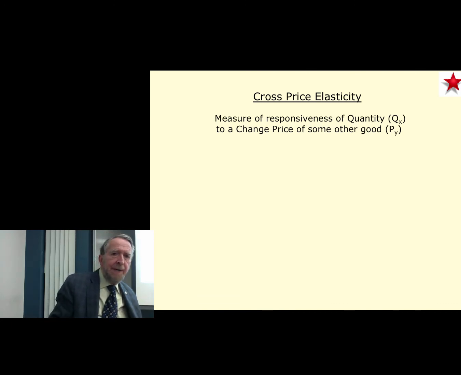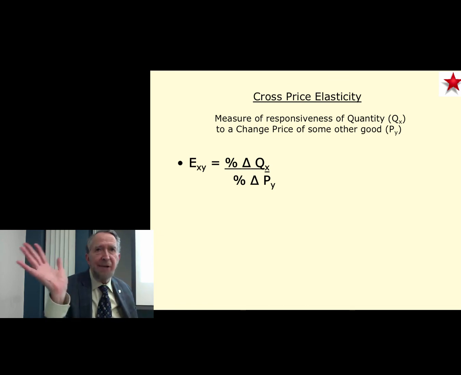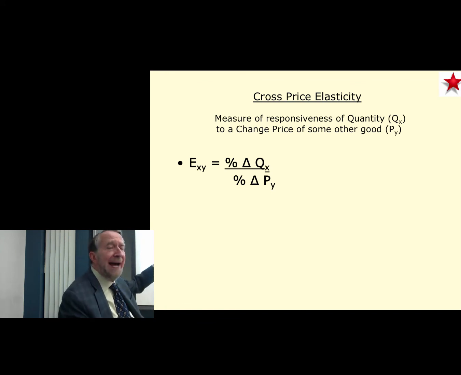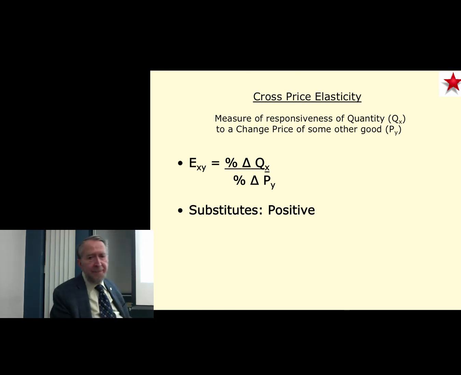So good. Cross price elasticity means I want to measure the effects on the quantity that I'm selling in response to the change in the price of some other good. It could be a substitute, it could be a complement. So notice the way you would calculate it. Quantity of X is always in the numerator. And now you're saying, how does that change when the price of another good changes? Whether it's a competitor, whether it's a complement, what is the effect on my sales of a change in price of this other product?